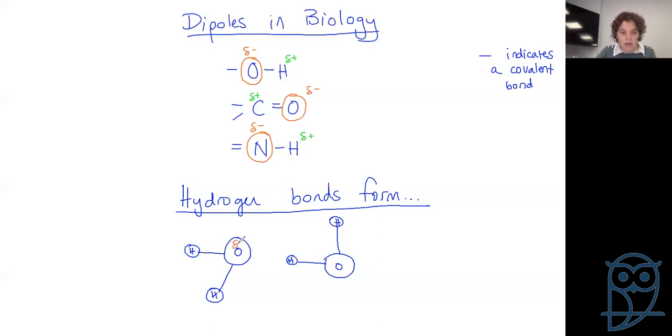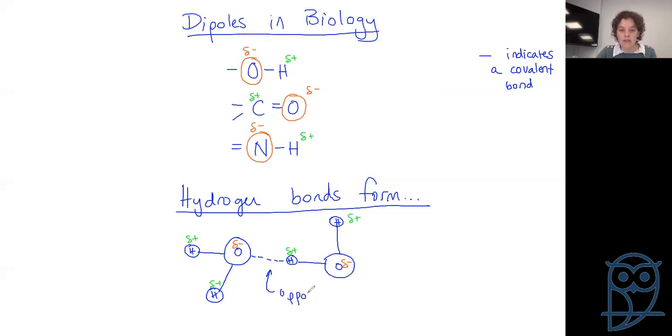So the O's are going to be delta minus. They're the bullies, they're stealing the electrons. And the H's are going to be delta plus. So same like in magnets, same like in ions, opposites attract. So O to H. But see here, we've used a dotted line. And that dotted line is indicating a hydrogen bond.